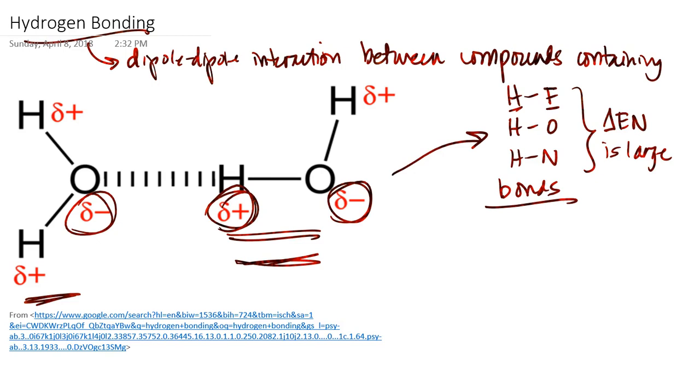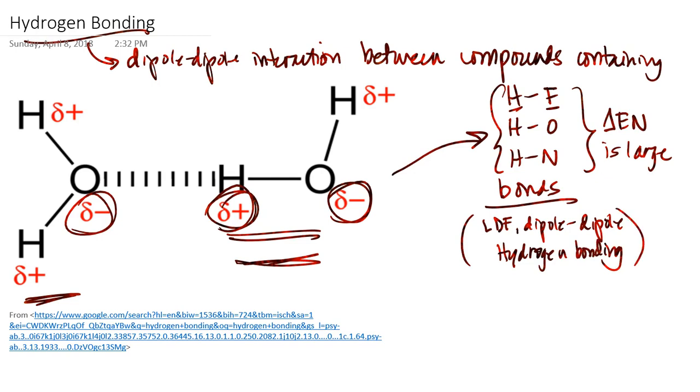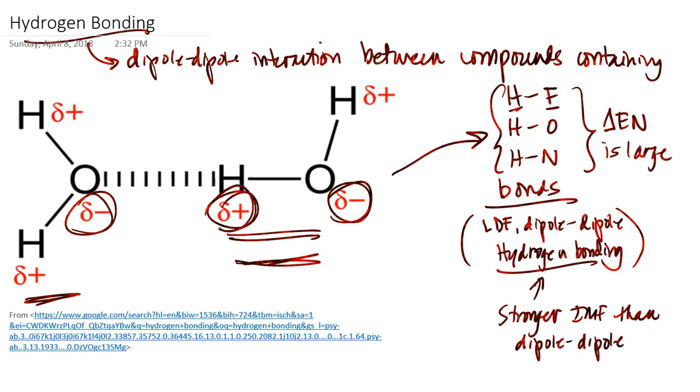And so when we consider those compounds that have each of these types of bonds, now we have a total of three potential interactions: London dispersion forces, dipole-dipole interactions, and hydrogen bonding. But because of the large electronegativity difference that takes place in hydrogen bonding, hydrogen bonding is stronger as an intermolecular force than dipole-dipole interactions, and obviously much stronger than London dispersion forces.